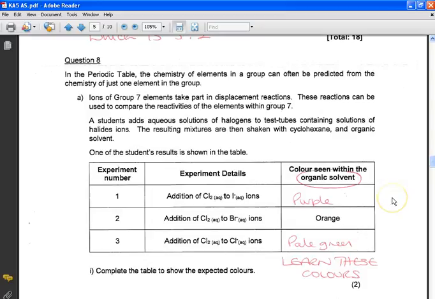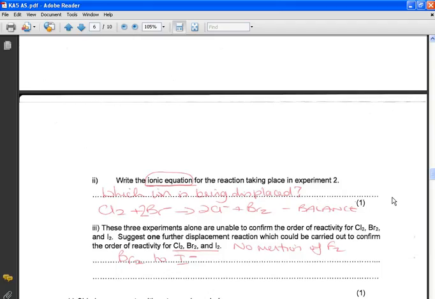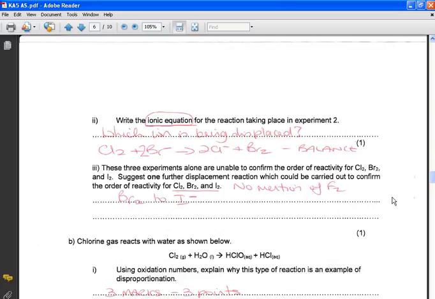Okay, question 8. This is just a learning thing, learning the colours of the halides in cyclohexane or in water. You can't guess them, you just have to know them. Okay, ionic equation being asked for here. So you've got to show some ions in it, which not all of you did. And also you need to make sure you balance it. Again, a number of you didn't balance it.